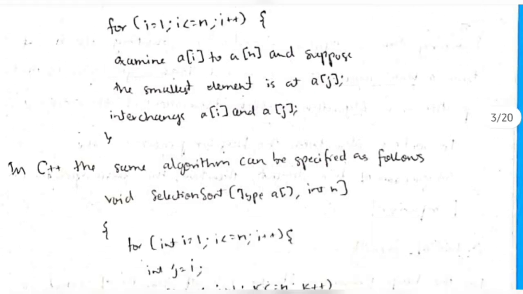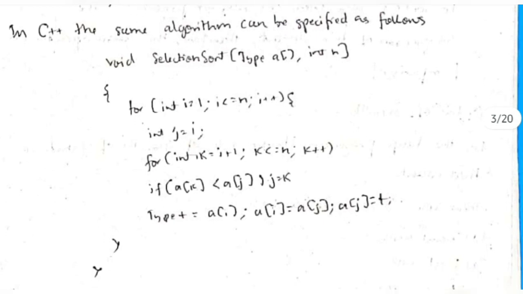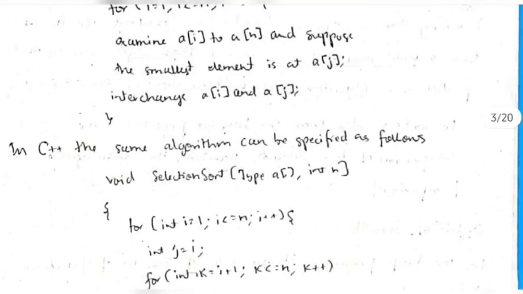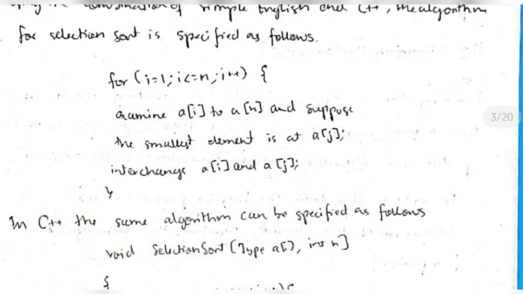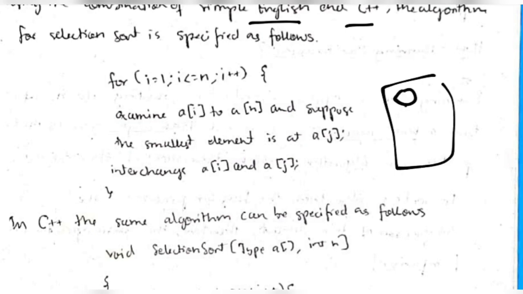Now let's see how to represent the same algorithm using only C++. In C++, we'll be using the syntax of C++ and writing the same algorithm. Here the syntax is not important since we are representing it using English and C++. In the same way, you can make a flowchart also, which can depict the same thing. That's also a valid algorithm.